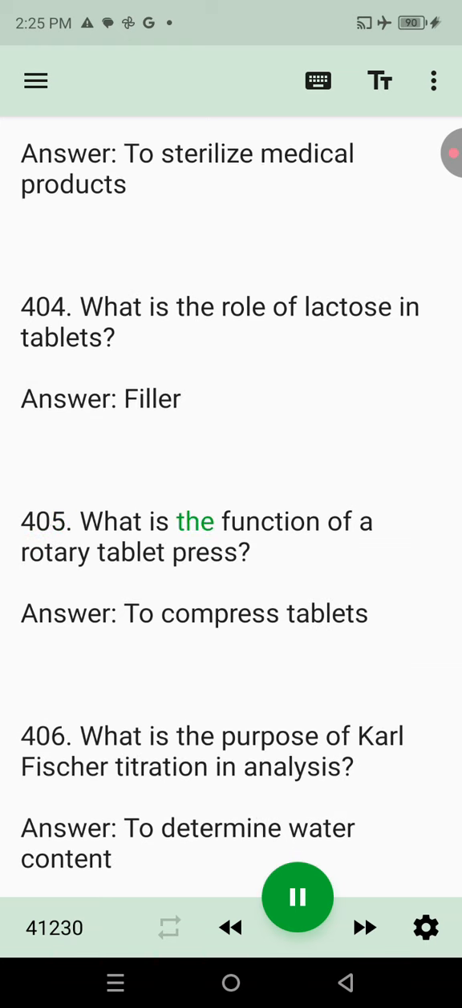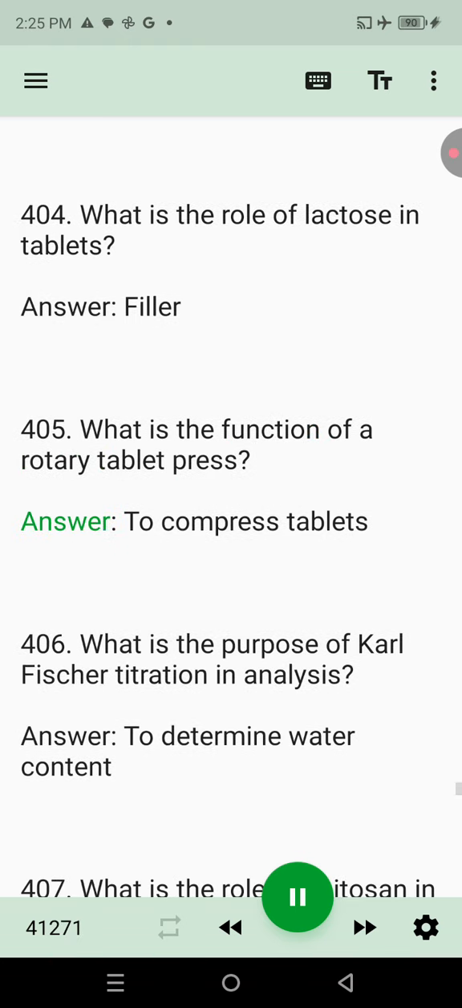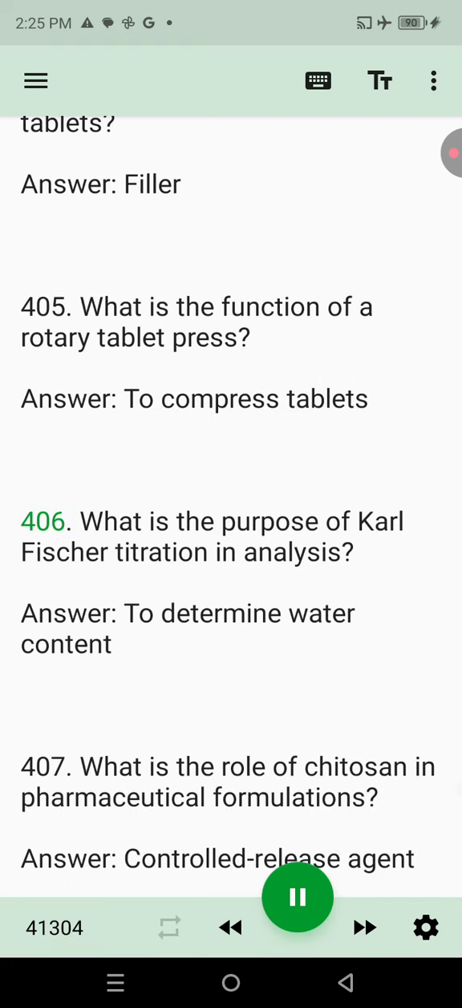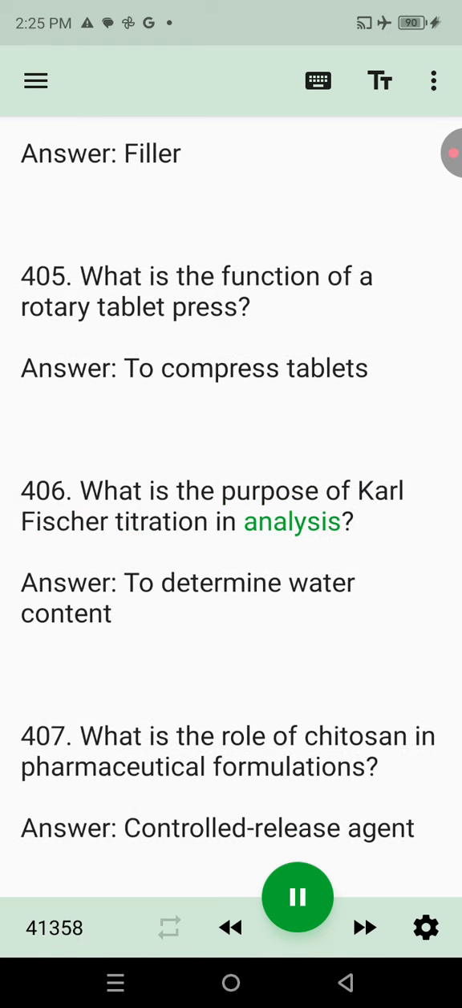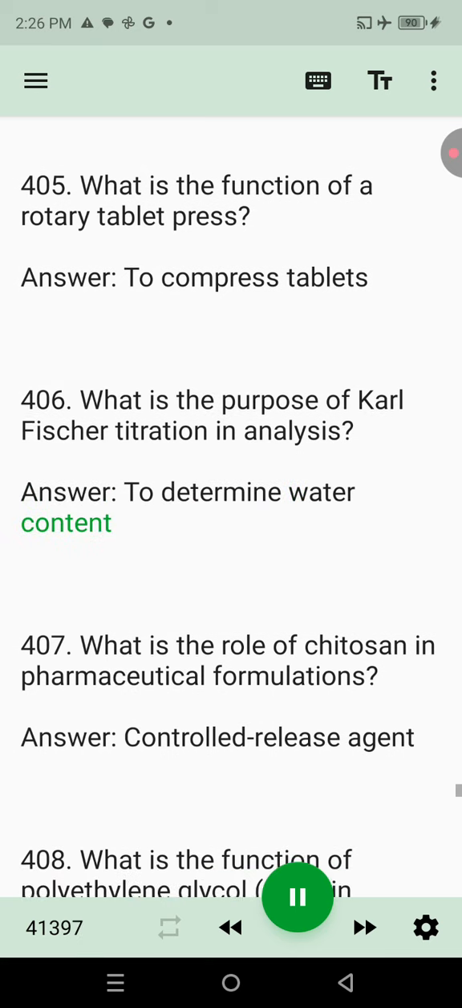405. What is the function of a rotary tablet press? Answer: to compress tablets. 406. What is the purpose of Karl Fischer titration in analysis? Answer: to determine water content.